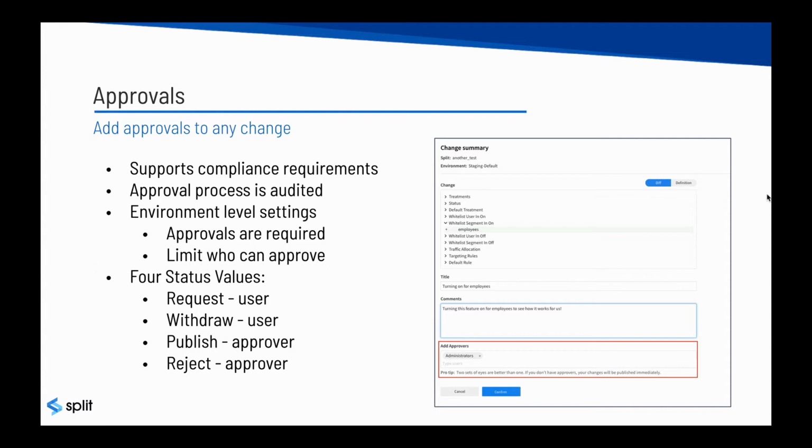For example, you may have a production support team who are the only ones who can approve changes that go into production. Anybody can make a change, but the support team must approve them. Or managers who are the only ones who can approve changes made by members of their team. In any case, there are four status values for approval flows. One for the user is to be able to request it. Secondly, withdraw it. And as an approver, you can either publish or reject a suggestion. Let's take a look at what it looks like in the product.